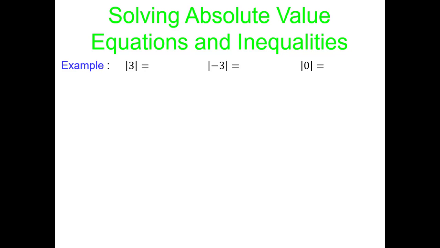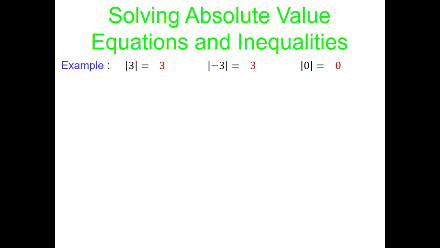In this lesson, we're going to learn about absolute value and how to solve equations and inequalities that involve absolute value. So notice that if we take the absolute value of 3, our answer is simply 3. But if we also take the absolute value of -3, our answer is also 3. And notice that 0 has no sign, so the absolute value of 0 is 0.